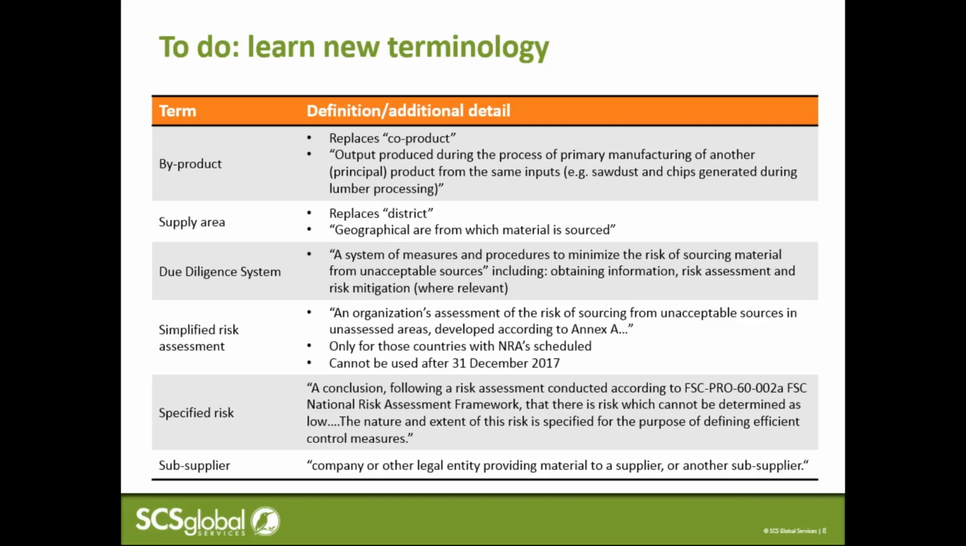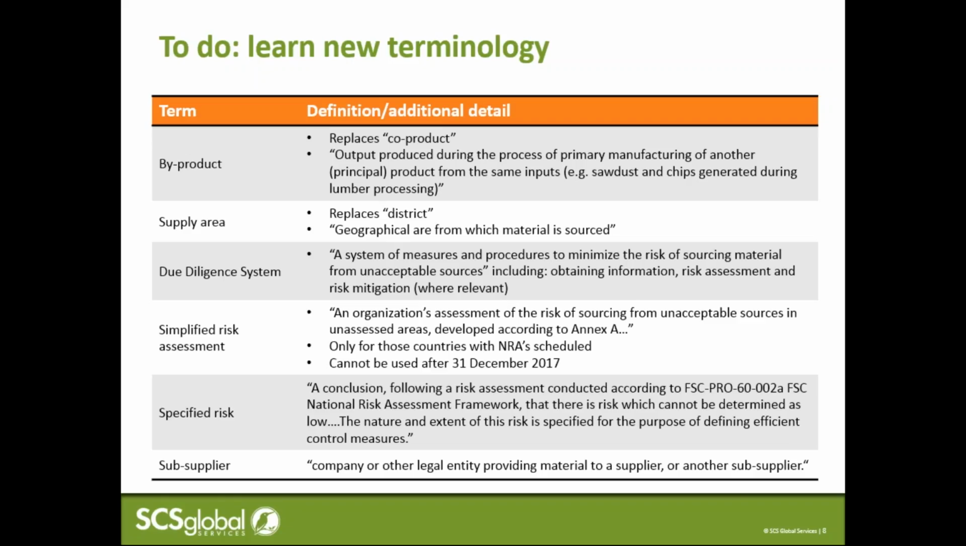With version 3 of the new standard, co-product is now referred to as byproduct. The definition remains the same, only the term changes. Examples include sawdust and chips produced during lumber processing. Districts of origin are now referred to as supply areas, which are defined as the geographical area from which material is sourced. This is perhaps a bit more intuitive than the previous term.